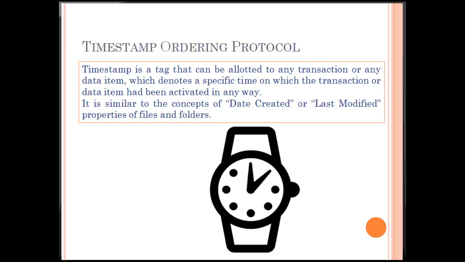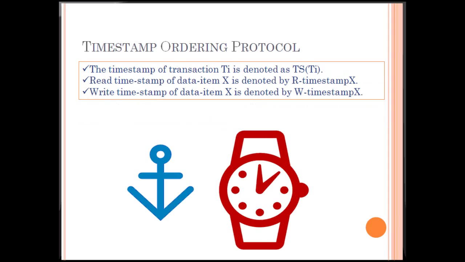Timestamp protocol. A timestamp is a tag that can be allotted to any transaction or any data item, which determines a specific time at which the transaction or data item was activated in any way. It is similar to the date created and last modified properties of the files and folders that we commonly find on our computers. The timestamp ordering protocol ensures serializability among transactions in their conflicting read and write operations. This protocol ensures that the conflicting pair of tasks should be executed according to the timestamp values of the transactions.